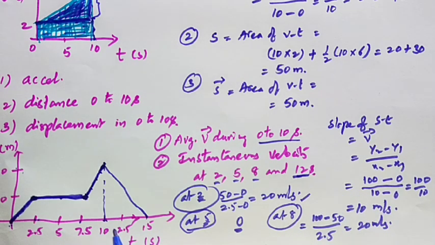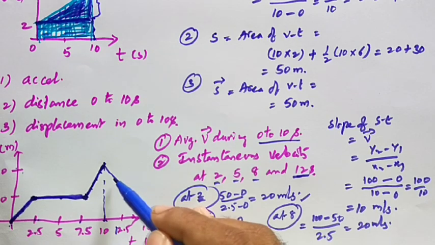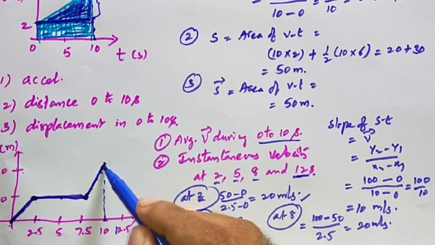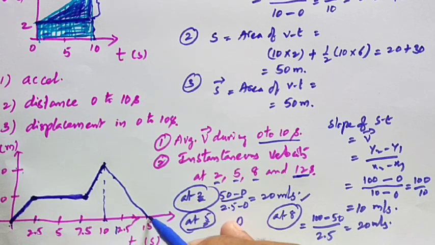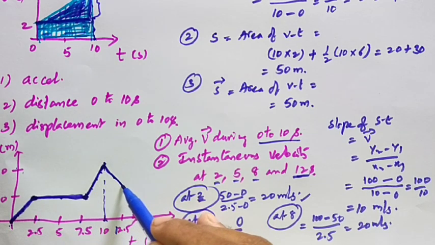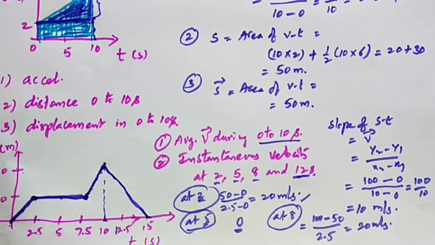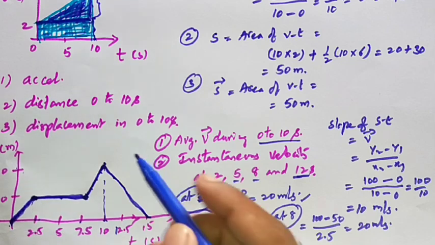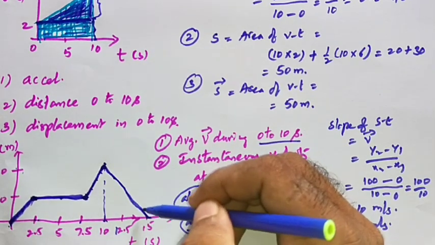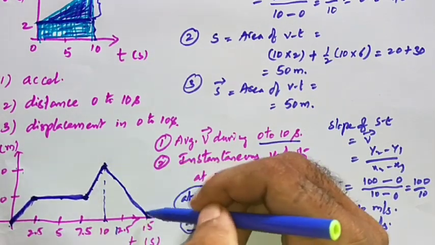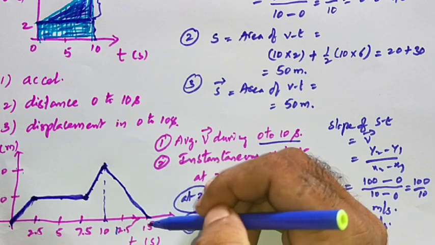Now at 12 seconds, what? At 12 seconds, this is 12.5. 12 seconds means somewhere here. Now what is the thing? From 10 to 15, it moves with the same velocity. The velocity is decreasing. It represents decreasing velocity, and the other represents increasing velocity. Now it is decreasing the velocity. Now 10 to 15, with the same velocity it is decreasing.